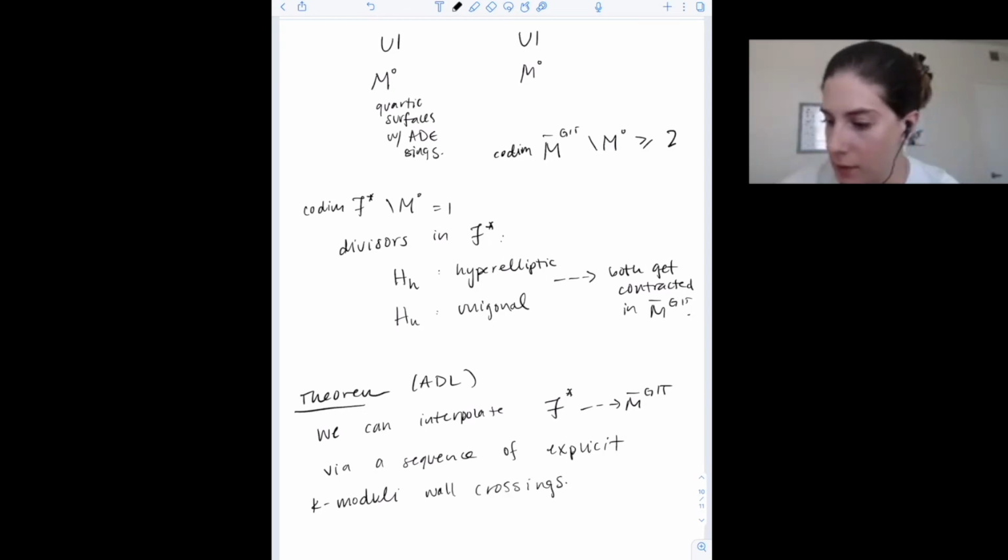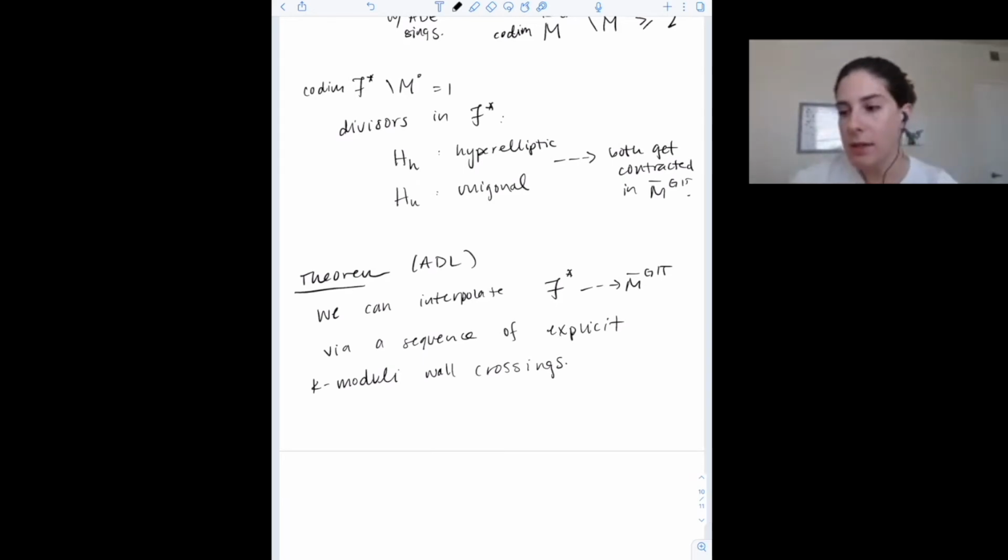And there are 10 different wall crossings. There is one that extracts the hyperelliptic locus, then 8 that do some flips inside the hyperelliptic locus, and then 1 that extracts the unigonal locus. So there's quite a few, so I won't try to write them all down.